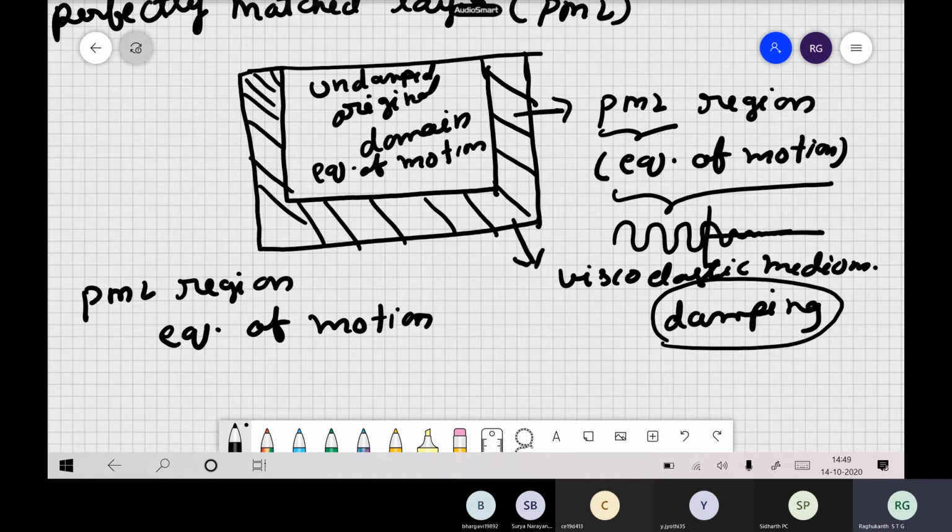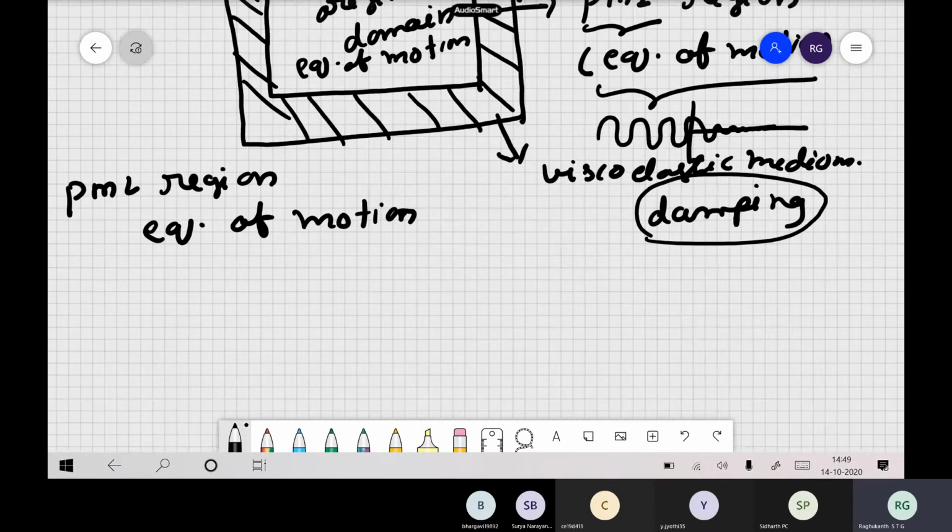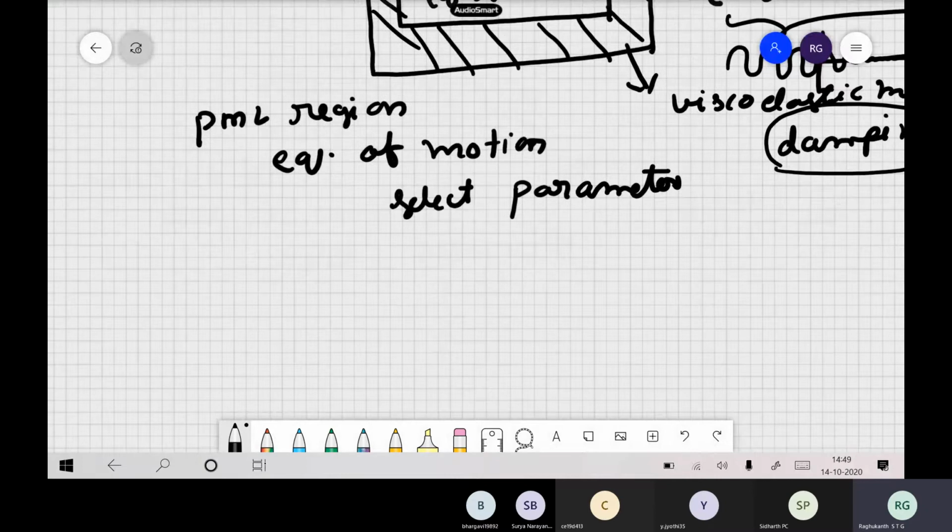The viscoelastic medium has some memory variables and constants. You have to select these viscoelastic parameters such that the solution decays quickly. So now if you see our equations of motion, the stress equations of motion and the velocity-stress formulation which we have written. Just one second.